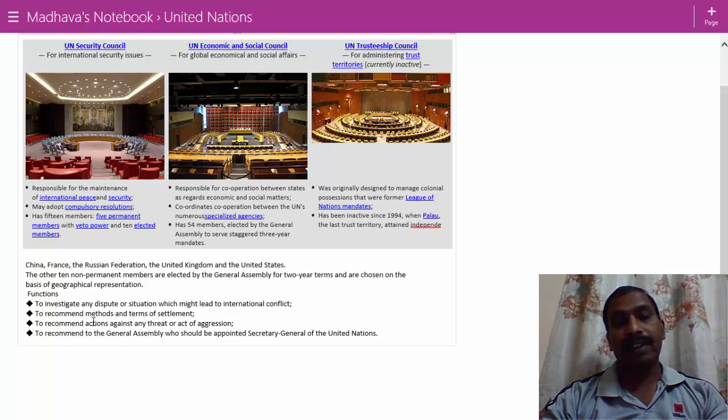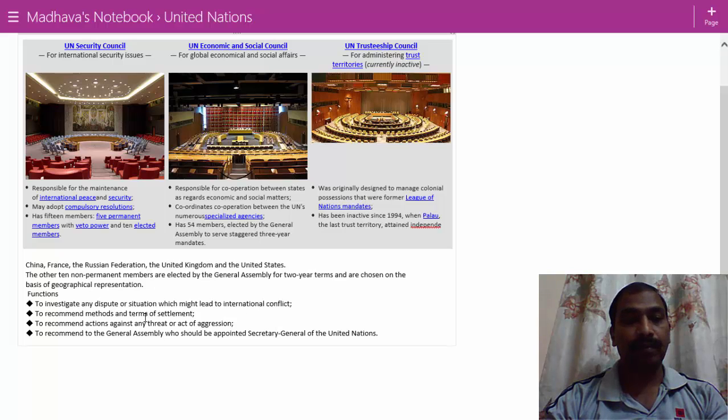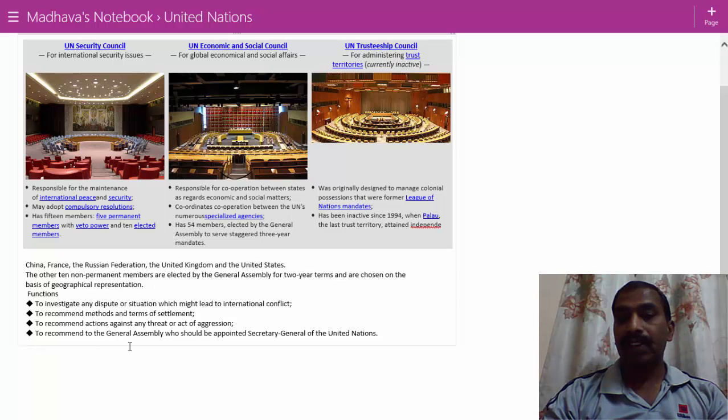What are the main functions of the UN Security Council? To investigate any dispute or situation which might lead to international conflict. To recommend methods and terms of settlement. To determine any threat or act of aggression. To recommend to the General Assembly who should be appointed.